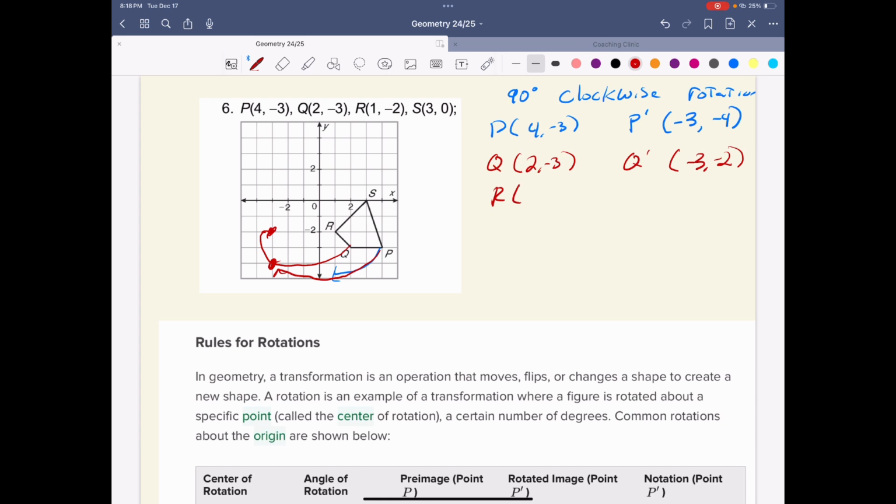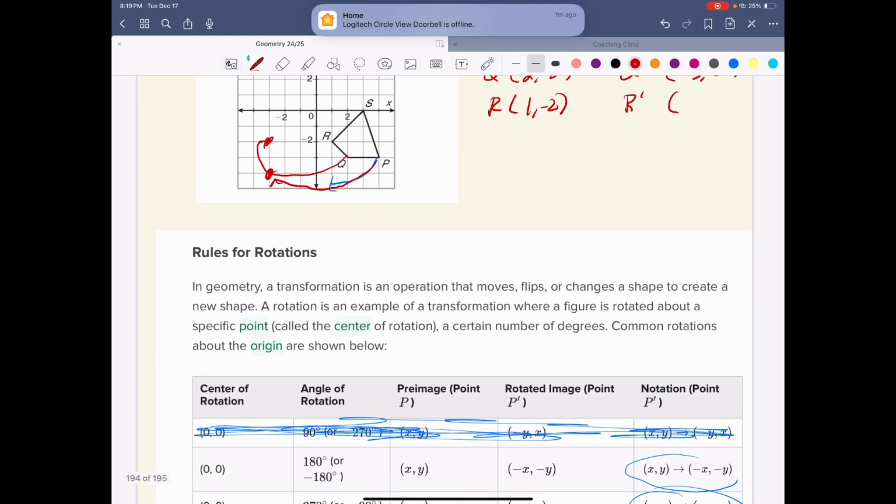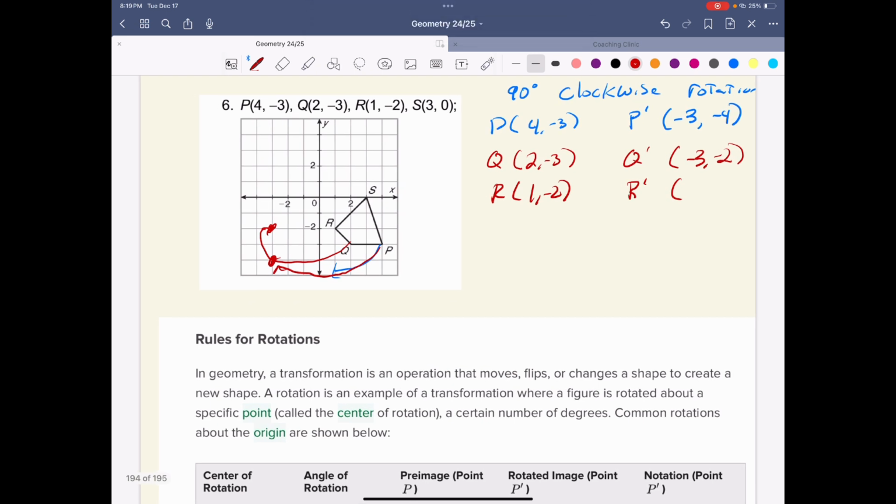The R image was at 1, negative 2. So my R prime image, they switch spots. Again, I'm going to look again. They switch spots, and my X value becomes its negative. So that's going to be negative 2, negative 1. So it's going to be right there. That's my new R prime.